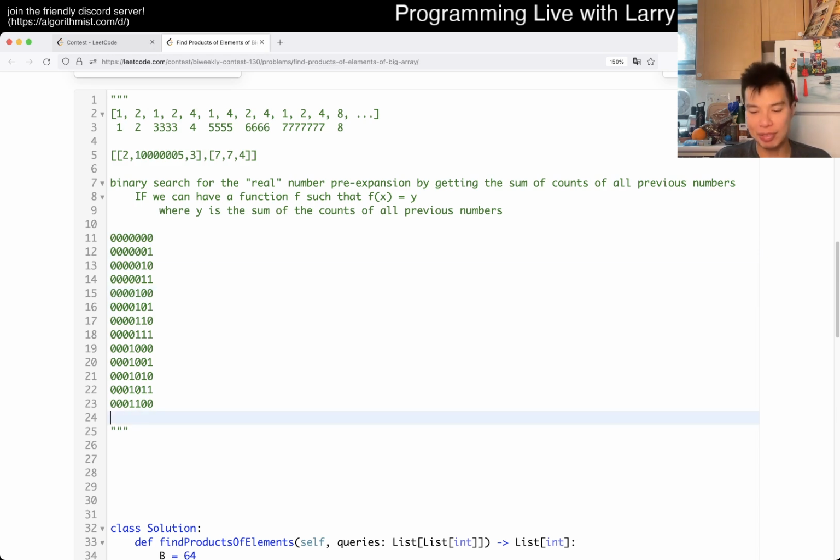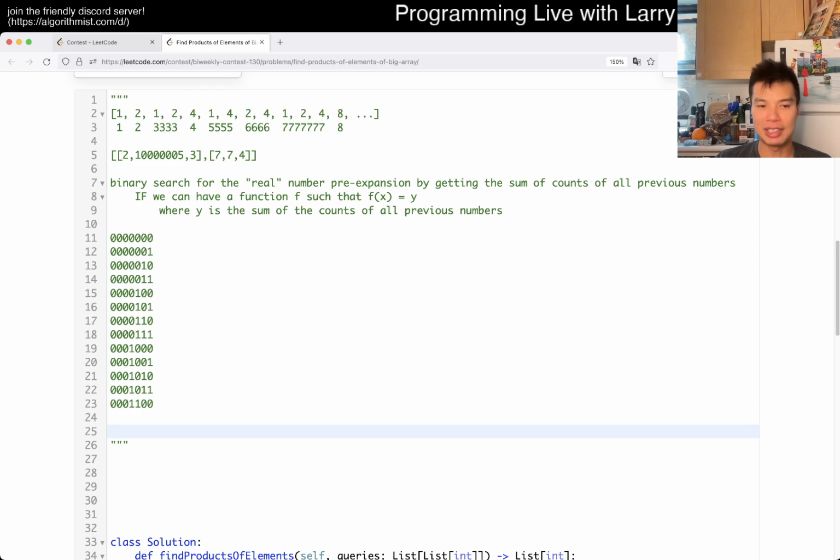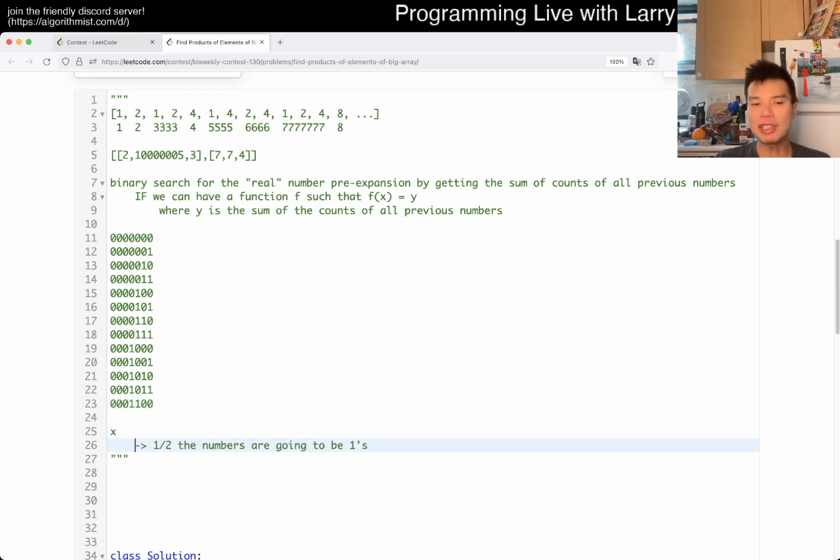So if we have a number x, half the numbers are going to be ones, right? I think that's pretty straightforward to understand. Of course, we have to deal with rounding and stuff like that, but given a certain x, half the numbers. But what about the 2-digit?